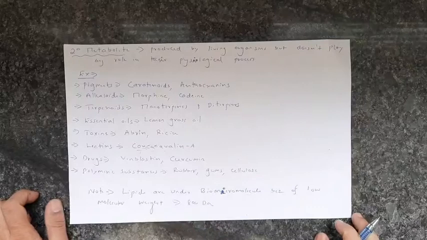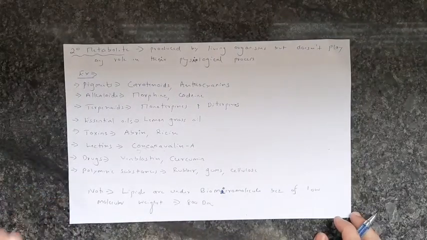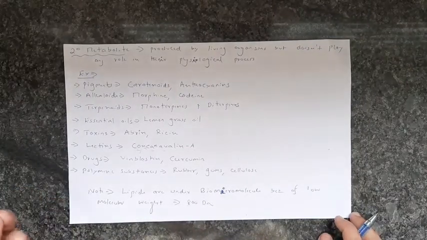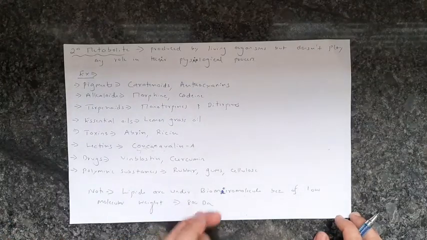Lipids are normally under micromolecules because they have low molecular weight, that is 800 Daltons. Just note this point. That's enough. Okay, so we go further.